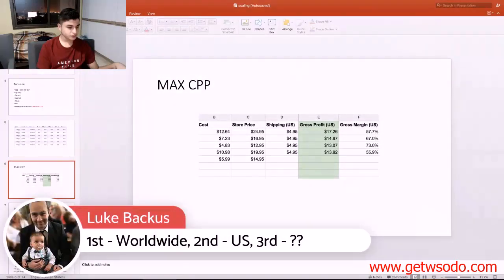First worldwide, second USA, third only worldwide and USA. What I mean by three is three interests and two locations. So three ads or three interests or three audiences per location. We have two locations, USA and worldwide.